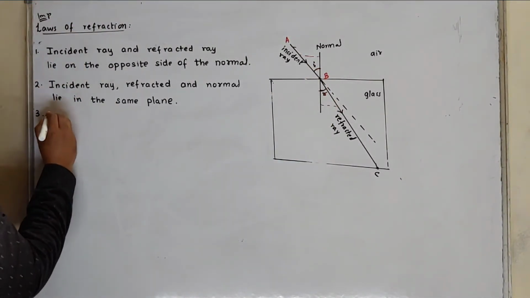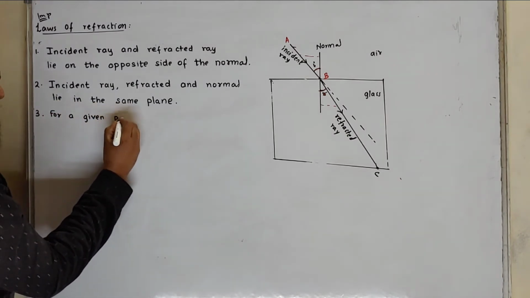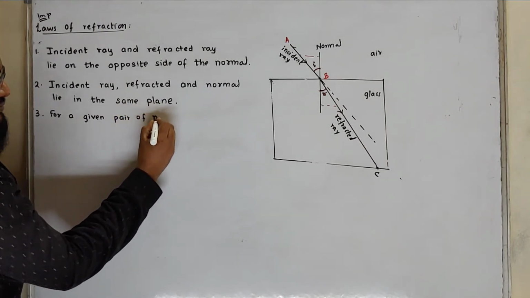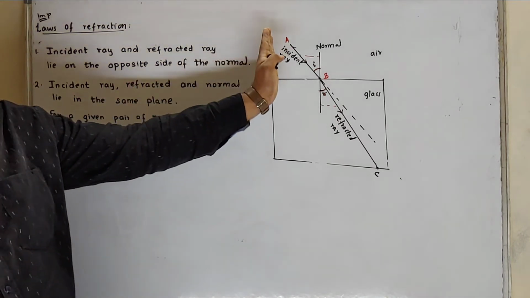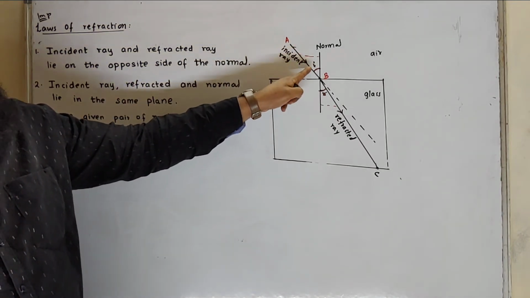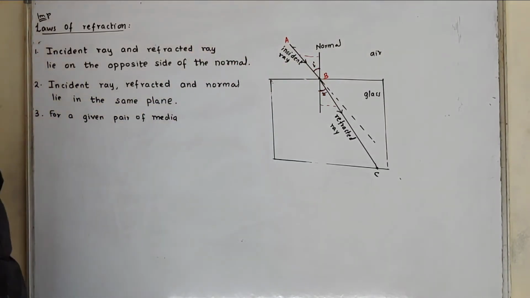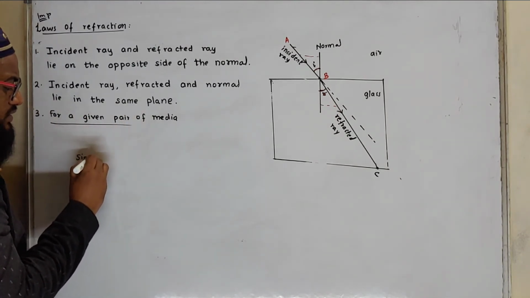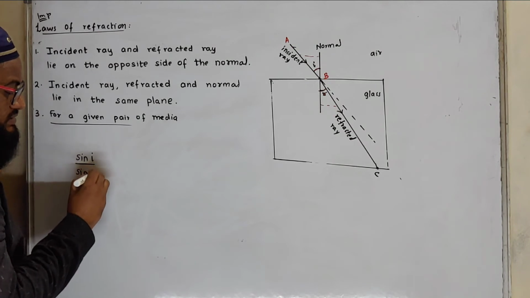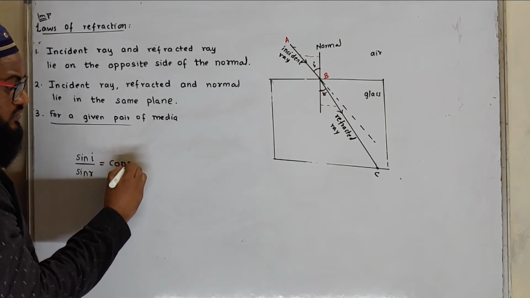What we can observe, for a given pair of media, after taking different angles, here the angle of incidence will be greater than the angle of refraction. And for a given pair of media, the ratio sin I upon sin R, sine of angle of incidence to sine of angle of refraction, is always constant.